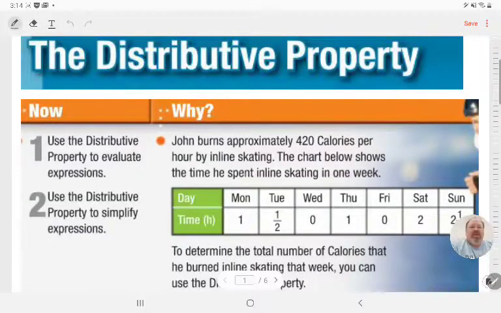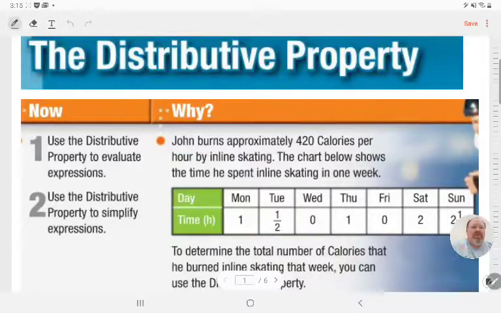All right, so today we're going to talk about the distributive property. We'll use the distributive property to evaluate expressions and to simplify expressions, okay?